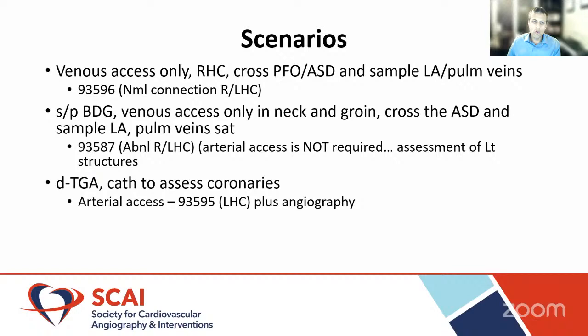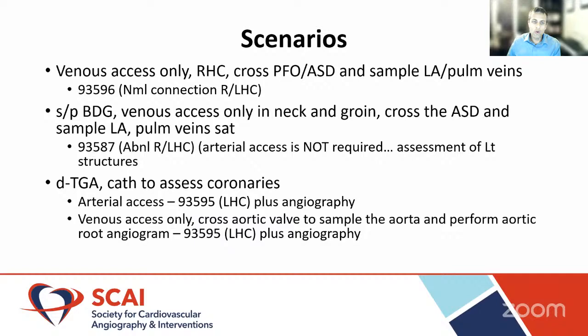And then here's another side example of a case we did recently, which I thought would be illustrative. Transposition patient, you take him to the cath lab to assess coronaries. If you get arterial access only, this is the perfect example of where you would do the left heart cath only, and then whatever angiogram codes you use.